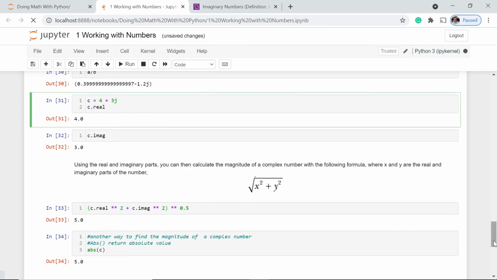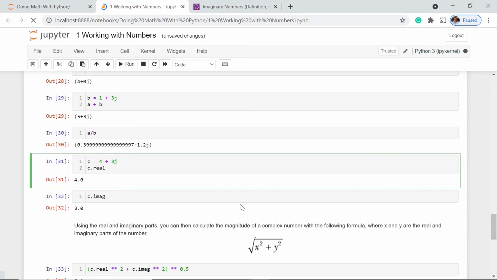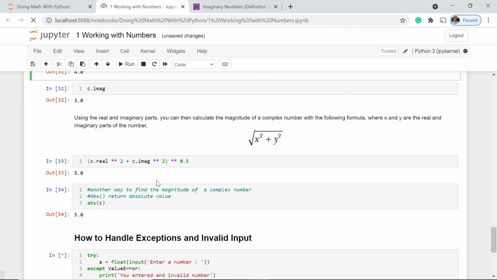I just would like to make some clarifications. Maybe you would like to ask, where did we get c.real and c.imag? Here, we have actually defined them right here. So c is equal to 4 plus 3j. Then we get the value of the real part. The real part is 4, so we have here 4.0. And the value of the imaginary part here is 3, right? So that's why we have this value.